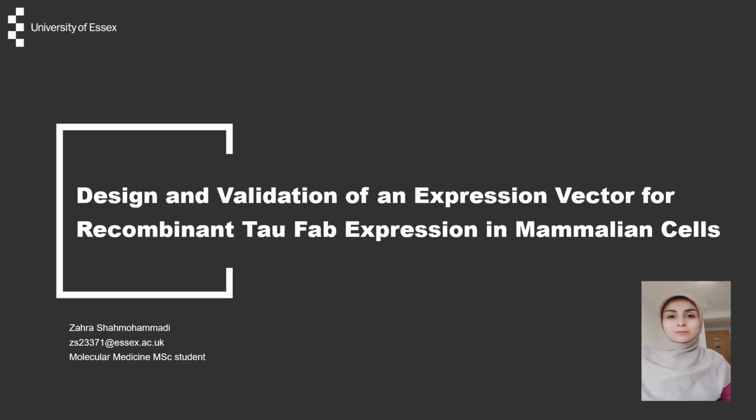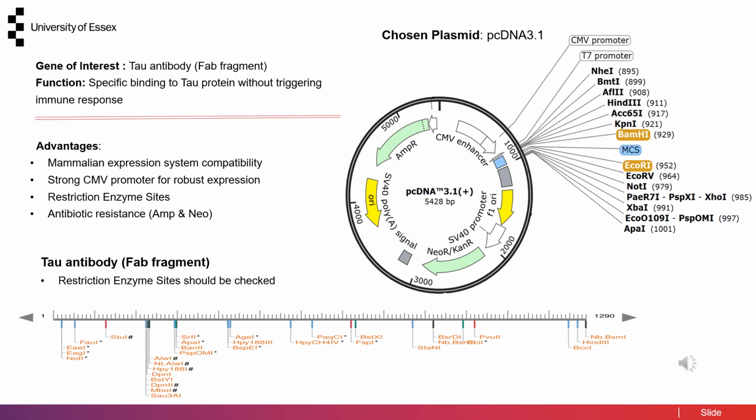Today we want to discuss the design and validation of an expression vector for recombinant tau Fab expression in mammalian cells. The gene of interest in this study is the tau antibody Fab gene, and this project aims to generate a recombinant vector carrying the tau antibody Fab gene. The antibody fragment will be expressed in mammalian cells, purified, and functionally analyzed.